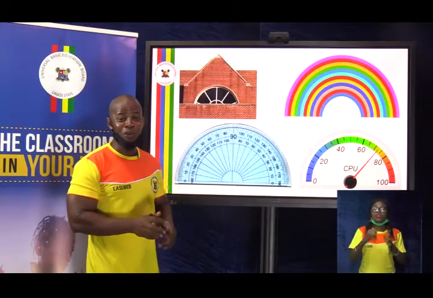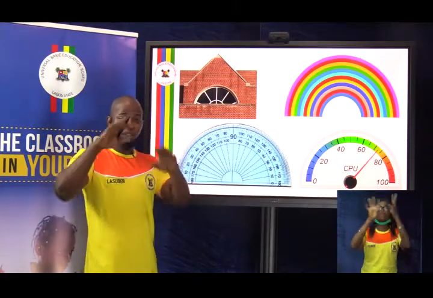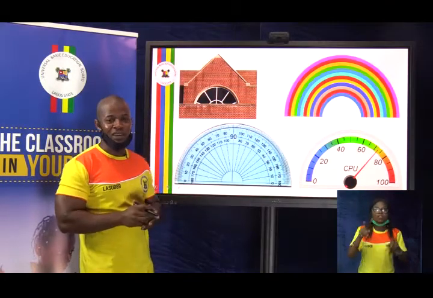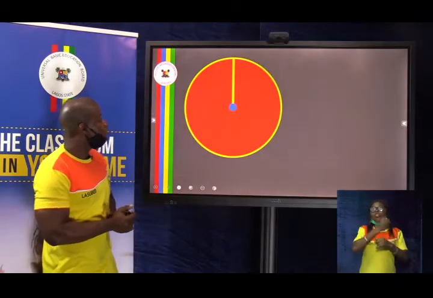And of course, the rainbow. You've seen the rainbow before? After the rain, the rainbow just comes out in the horizon. It's usually semicircular in shape. All right, so let's move on.